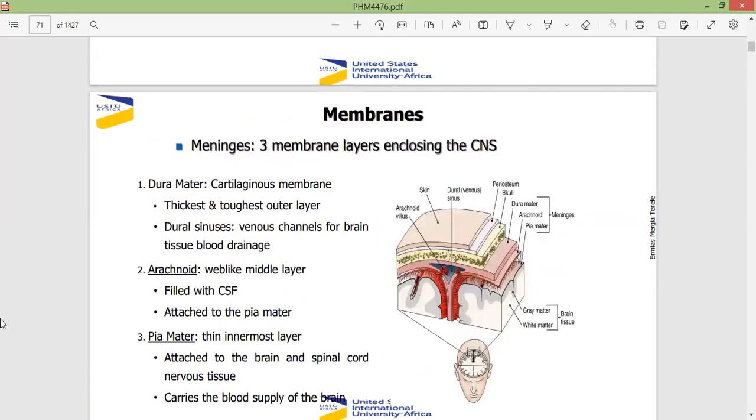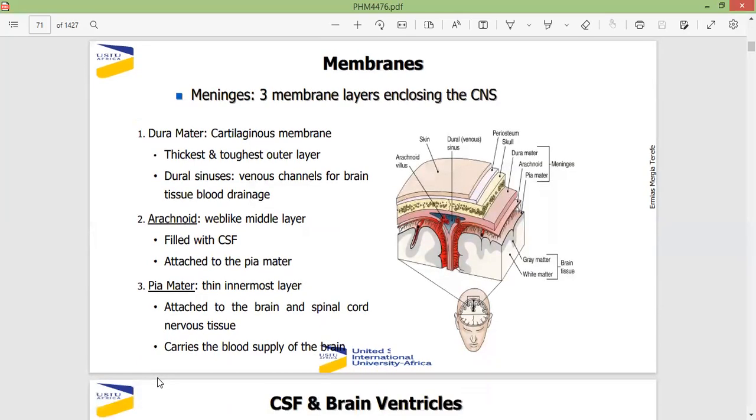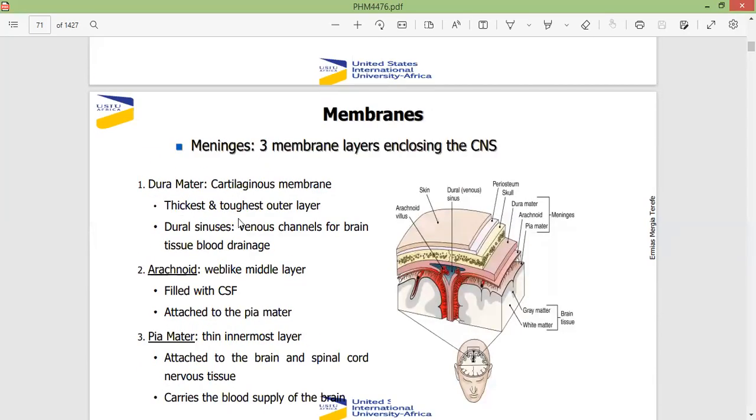Then we go to the meninges of the brain. We know these are there to offer protection. We say DAP, from outside inwards: the dura mater, the arachnoid where the CSF will flow, and the pia mater. The dura mater is the thickest layer of your meninges.